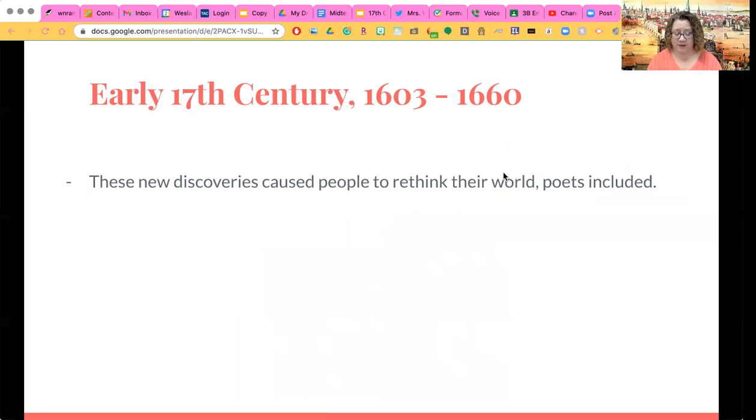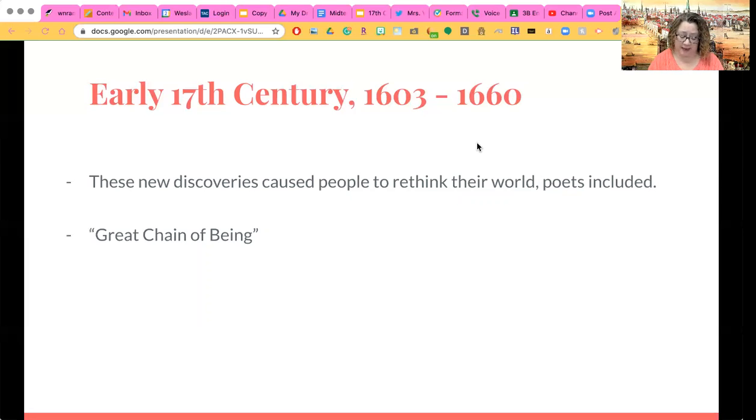So how does this play out in literature? New discoveries started to make people rethink their world and their place in it. The bigger the universe gets, the smaller we feel as human beings, the smaller we feel as a civilization. And so poets contemplate that and the philosophical aspects of understanding now that there's a bigger world both out there and inwardly, and there's more to life than we originally thought.